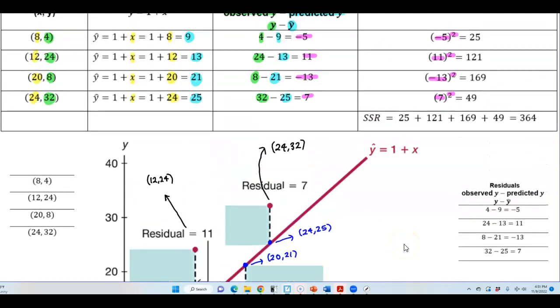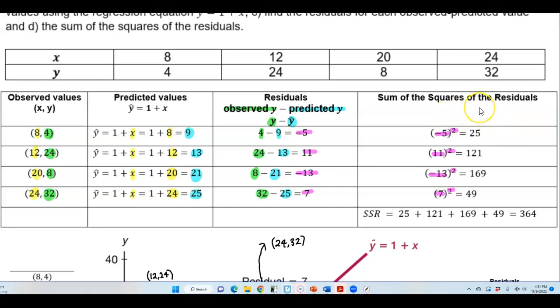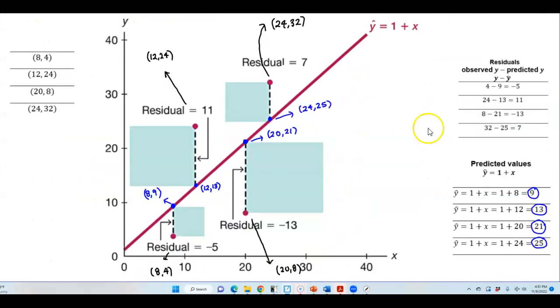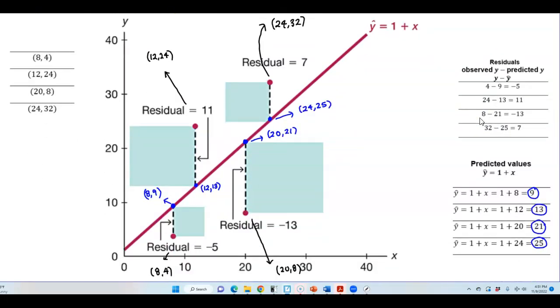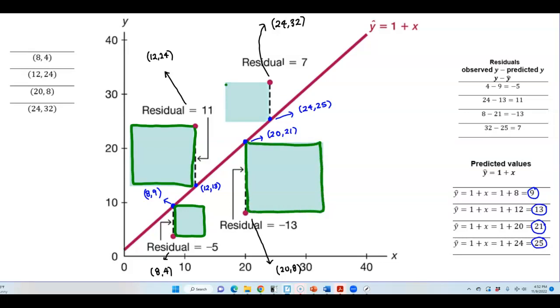Now, I also wanted to comment on the last column where it says the sum of the squared residuals. Well, that's why they make this square, right? They make the square according to the residuals. So the sum of the squared residuals is the following. If we want to find the area of this square, or the area of this square, or the area of this square, and the area of this square here.